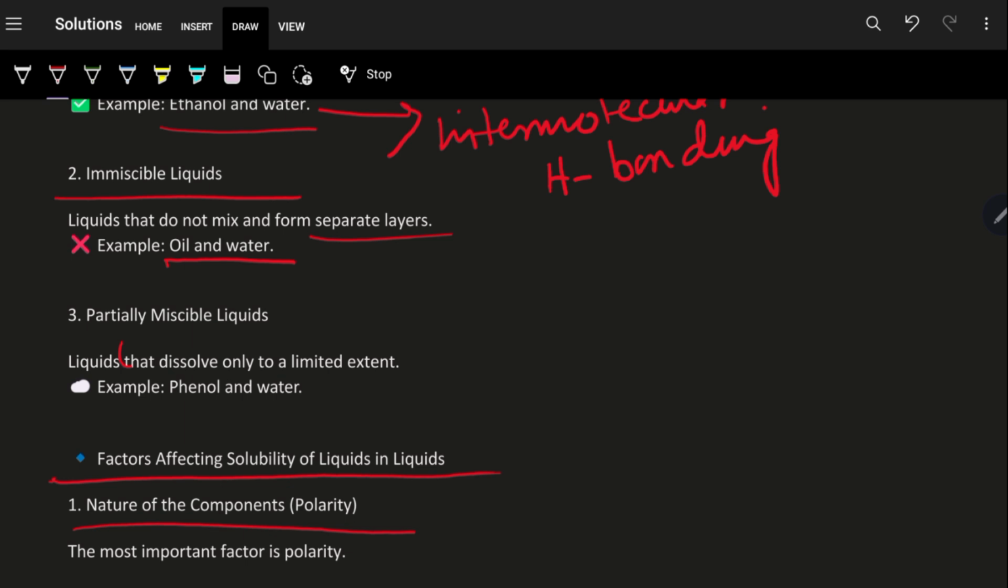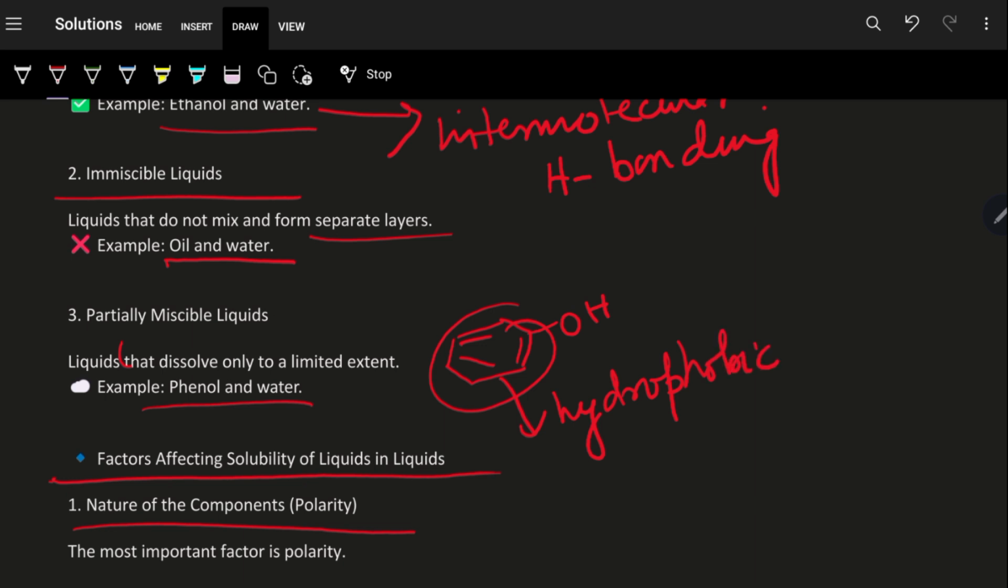Partially miscible means, for example, phenol in water. Phenol is capable of forming hydrogen bonding, but phenol has a large hydrophobic part. This is the hydrophobic part of phenol, for which the solubility is less.